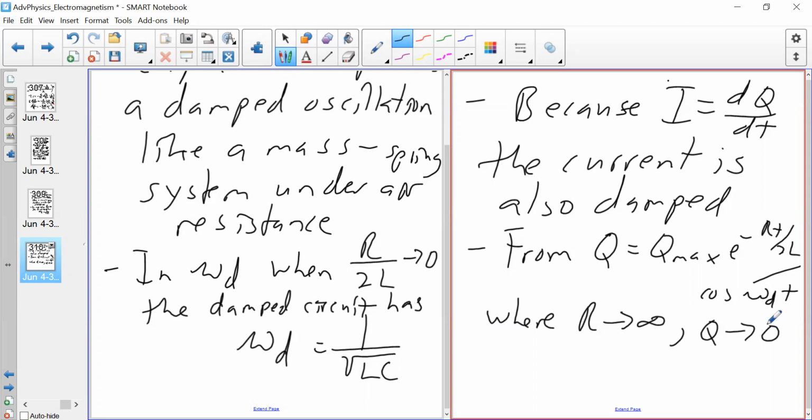And then there's a critical resistance. There's a point where the resistance in the circuit is basically the same amount as the oscillation, and it just stops oscillating at a critical point. So that's all I'm going to say about that, because I want to move on to AC circuits.